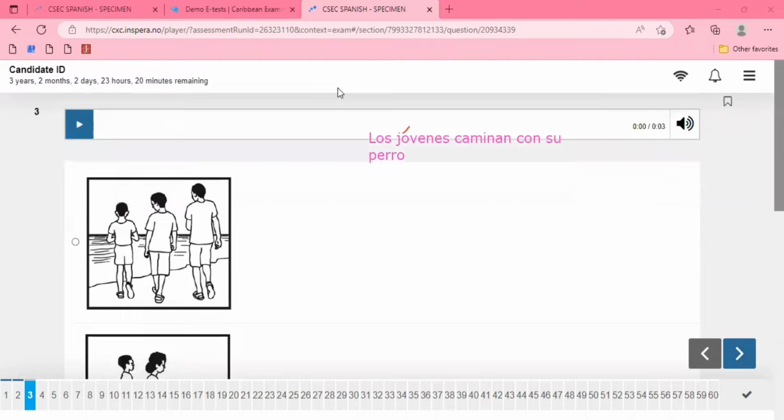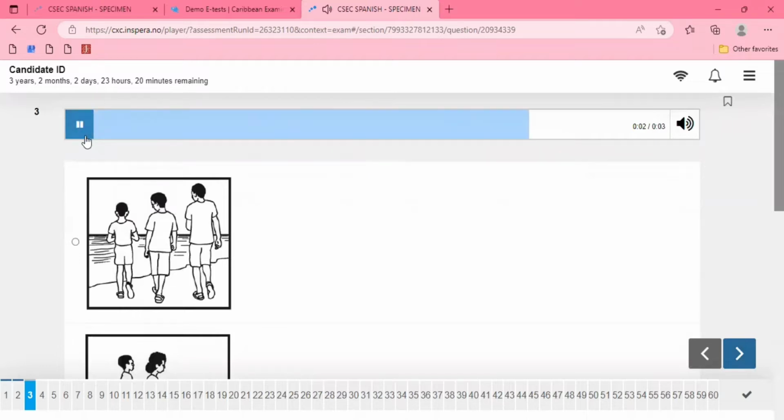Number 3. Pregunta 3. Ambos van hacia el mar.